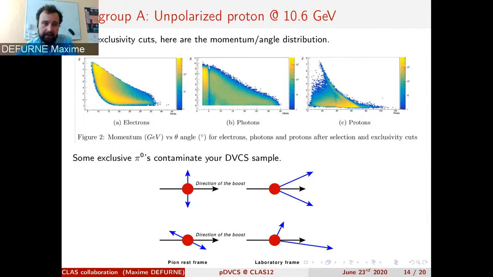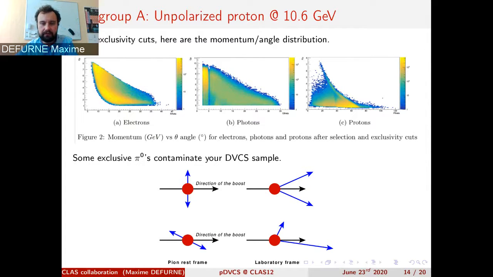Concerning run group A, once again, you apply the exclusivity cuts. You can look at the momentum versus theta distribution for the three particles: electrons, photons, and protons. You can try to compare them, but they are fairly similar, except that since we are now with a lepton beam energy of 10.6 GeV, the scattered electron can have momentum up to 8 GeV. Concerning the photons, you can see that we have photons that may have an energy up to almost 10 GeV.